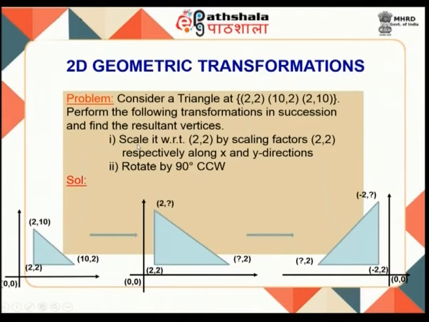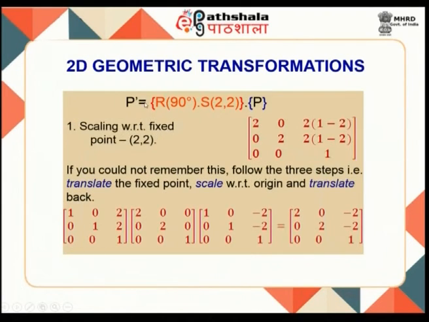So, the first step is to scale with respect to (2, 2), that means (2, 2) is the fixed point with respect to which you will be scaling the object, by scaling factors (2, 2), and the next step is to rotate by 90 degrees counterclockwise. So, P' is equal to R(90) into S(2, 2). We always write that in the reverse order, and the first step is scaling with respect to the fixed point, which is (2, 2).